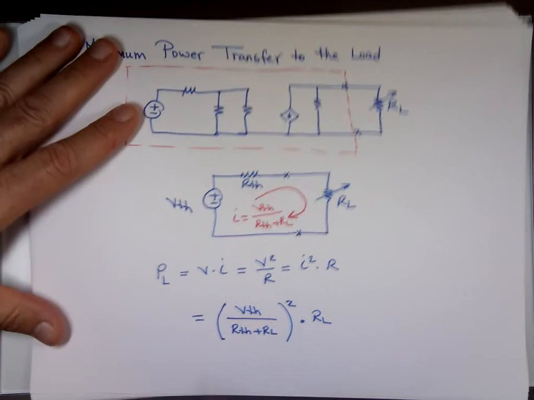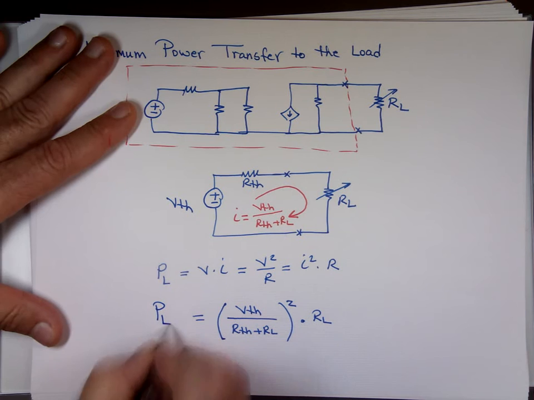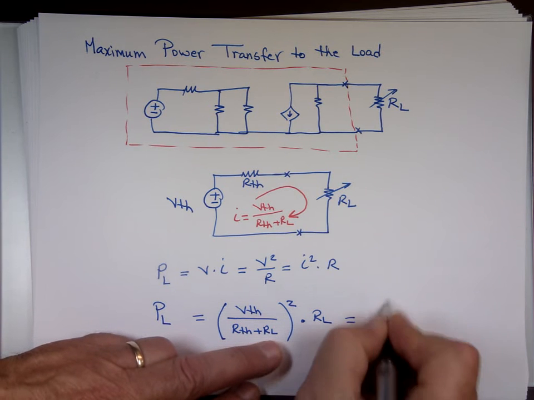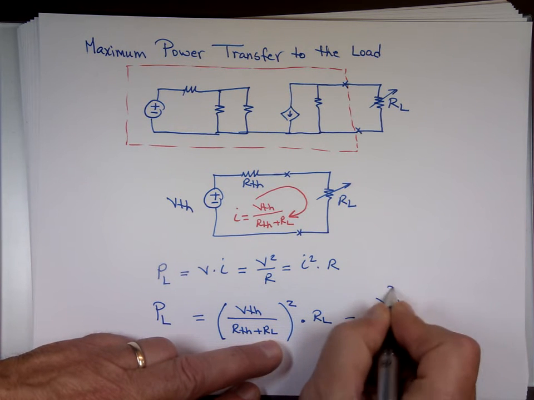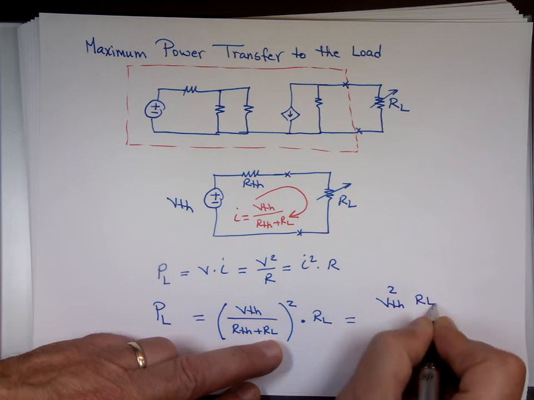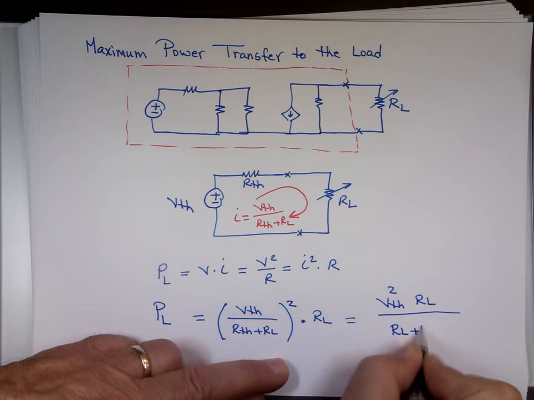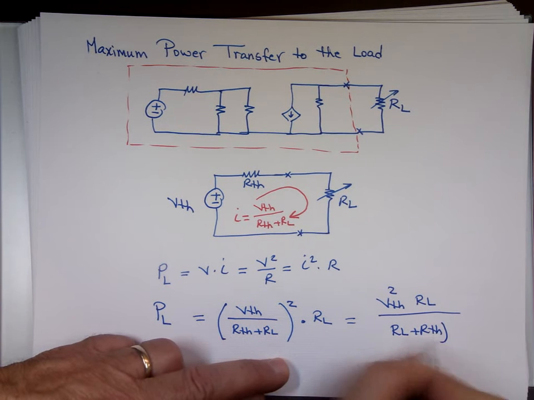Now, that's the power shipped to the load. I didn't say maximum yet, but that's the power. So it's V Thevenin squared times R sub L over R sub L plus R Thevenin squared.